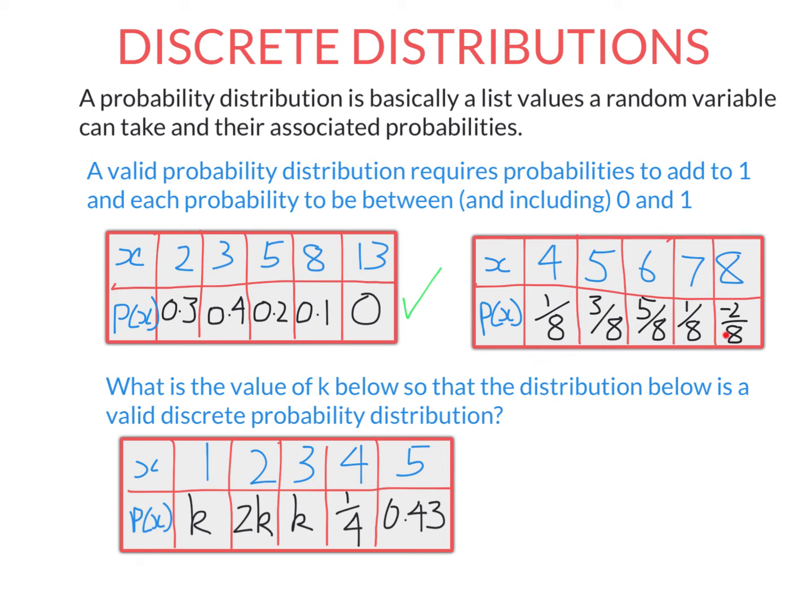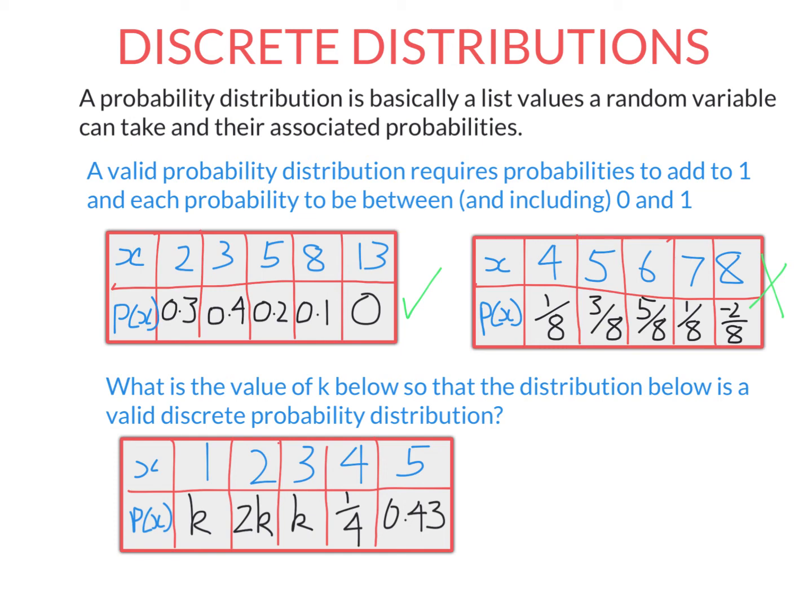On the other hand, this is not a valid probability distribution. Here, x is discrete because it can only take certain values. Now, all of these probabilities do add to 1, but this one here is not between 0 and 1. You can't have a probability of negative anything, let alone negative 2 over 8. So this is not a valid probability distribution because the second condition, that probabilities have to be between 0 and 1, is not satisfied.